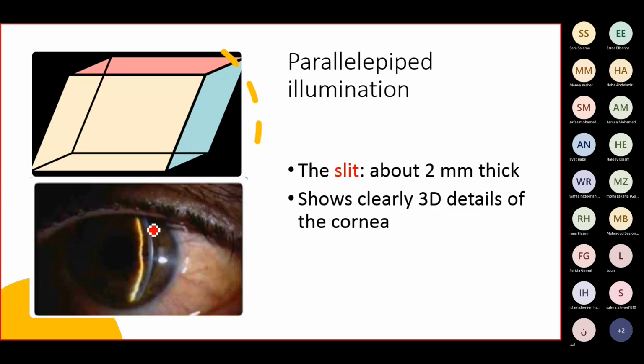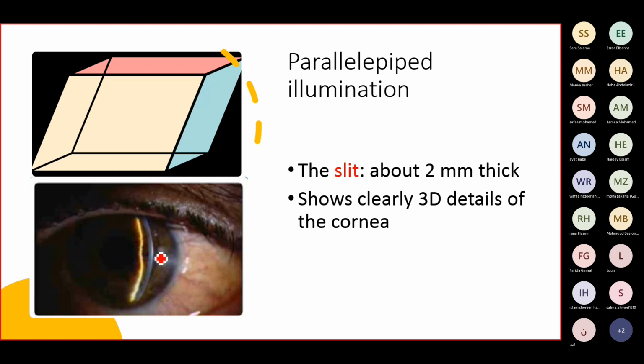So if we decrease the height of the beam and make the slit a bit wider, it will give what is called the parallelepiped illumination. So this is the appearance of the parallelepiped. It's one of the geometric shapes, and it's useful to get clear 3D details of the cornea. It's a bit wider than the optical section and a bit shorter, and you can study the corneal opacities or corneal ulceration, the depth and the location of that very clearly.